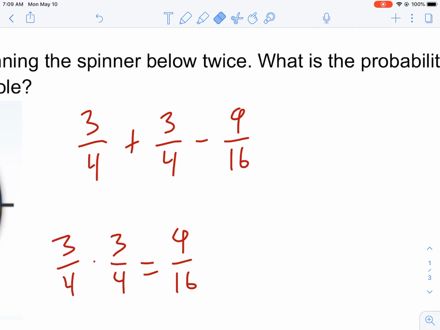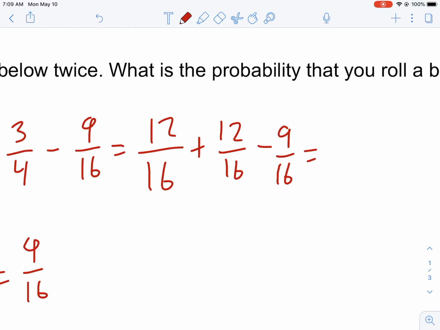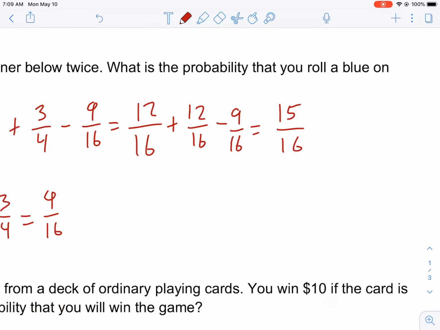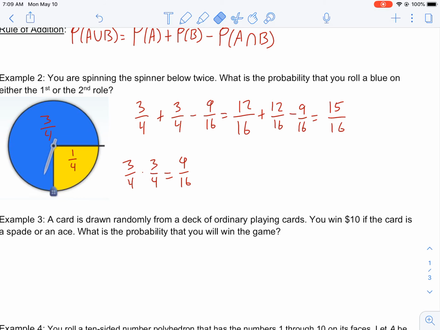Actually, I'll just do this over here. If we're making these out of 16ths, we're multiplying by 4, so that becomes 12. This one's the same thing, minus 9. So 12 plus 12 is 24. 24 minus 9 is 15. So the probability that you get a blue on the first or the second is 15 out of 16. So really high, but there's still that 1/16 chance that you could have gotten yellow both times.